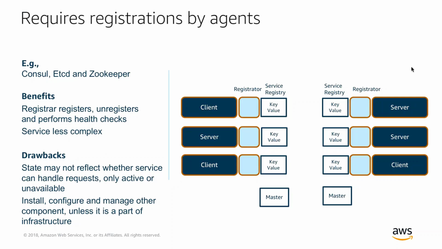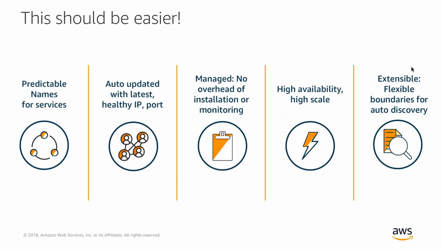So looking at these different options, we get the sense that maybe there's an easier way to do it. Maybe there's a way we can make this less complicated. So the common things that are nice about the systems that currently exist is predictable names for services. So we'd like to have one service be able to talk to a different service and just reference it by name without needing to know anything other than the service's name.